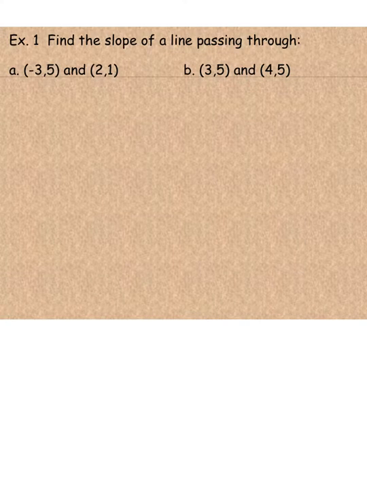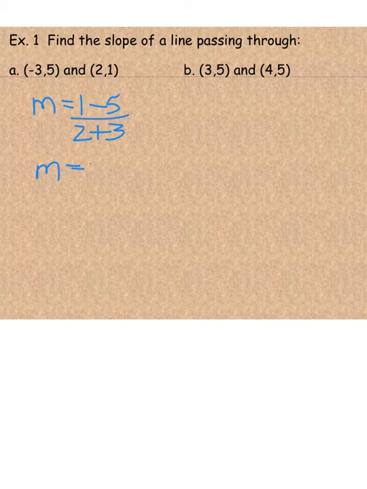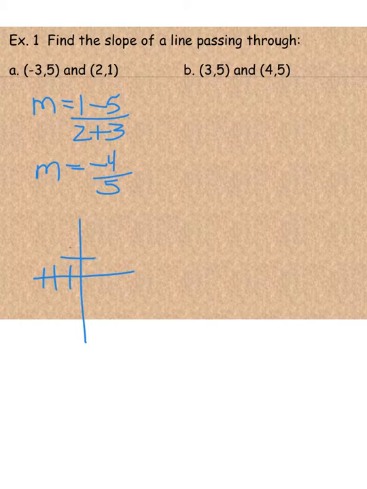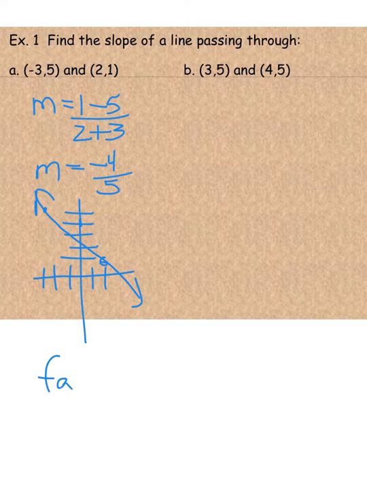Here we want to find the slope of each of these lines. So we'll use our formula and substitute our y values, substitute our x values, and this will give us a slope of -4/5. If we looked at these 2 points on a graph, we can conclude a line that has a negative slope is a falling line.